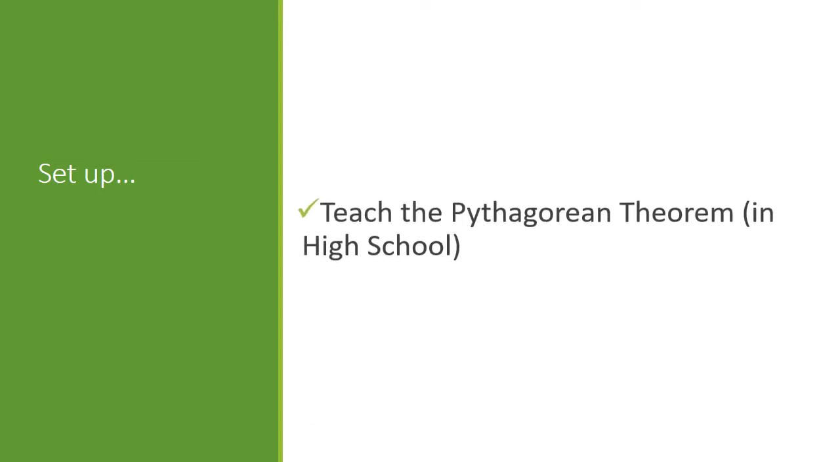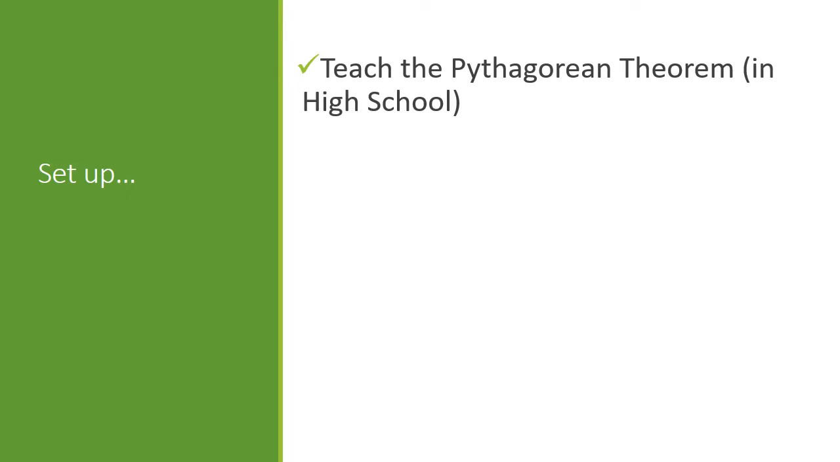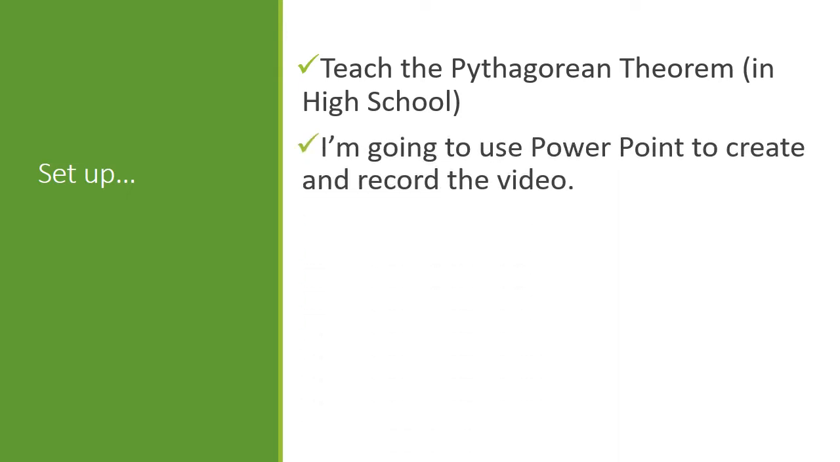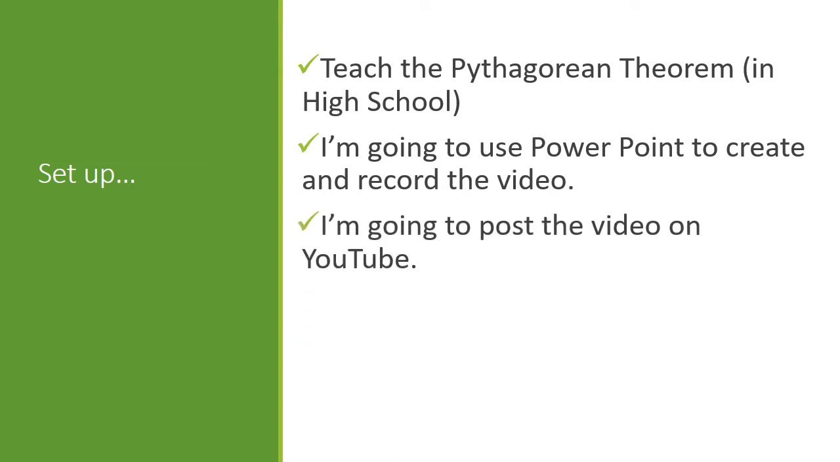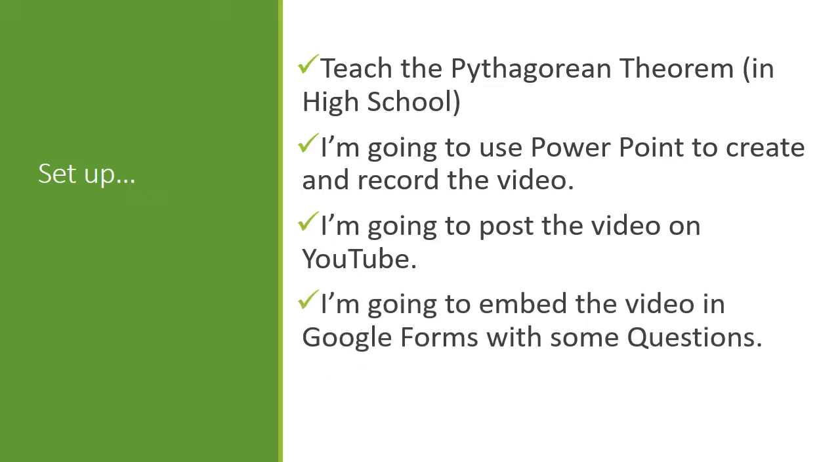So the setup for what I'm going to be doing in this example. First, I'm going to be teaching the Pythagorean theorem in high school, so it's going to be basically a review. I'm going to use PowerPoint to create and record the video. I'm going to post the video on YouTube. And then I'm going to embed the video in Google Forms with some questions so you can see how that process is done as well.